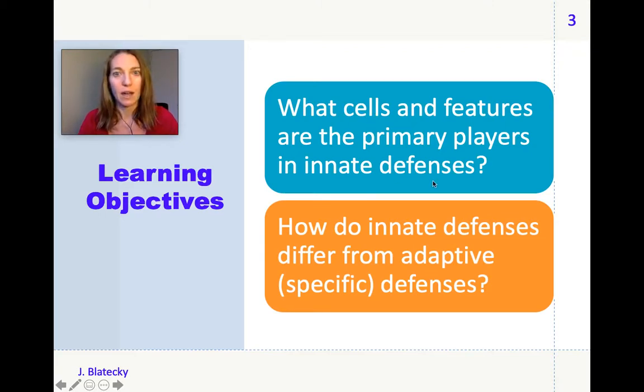So goals for this video, what are the key cells that are going to be involved in innate immunity? What are some of the features that we're going to see that are also going to be involved in innate immunity? And keeping the big picture in mind, can you then contrast these innate defenses from adaptive or specific defenses? I'll touch upon that at the end of this video, but again, I've got that separate video that looks at specific immunity. So here we go.